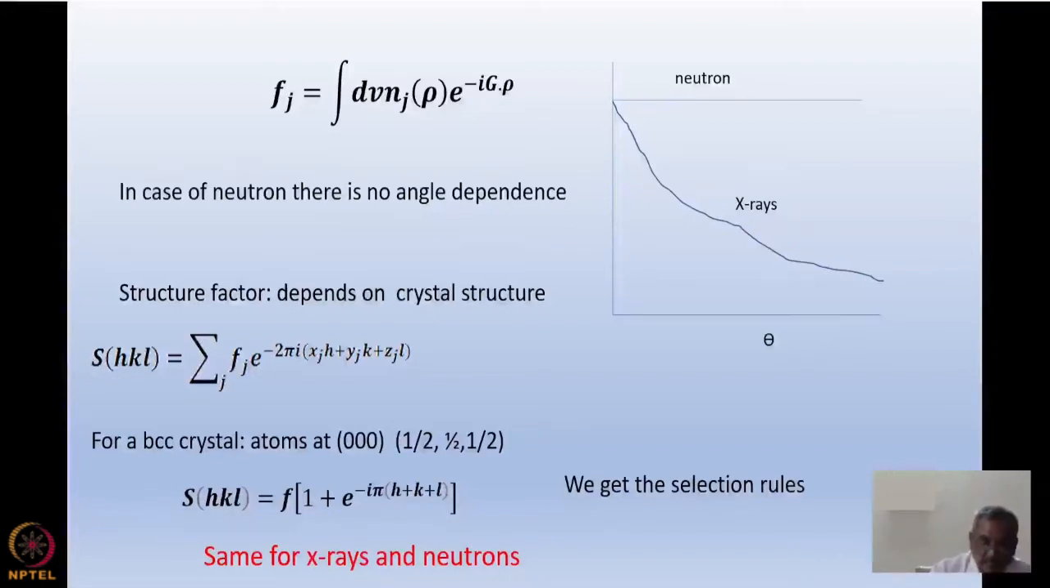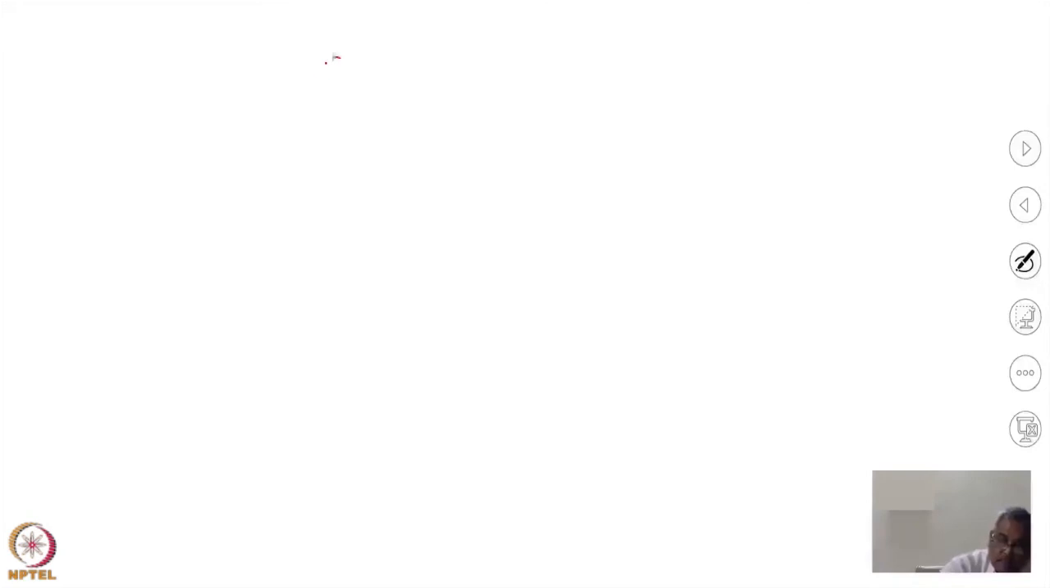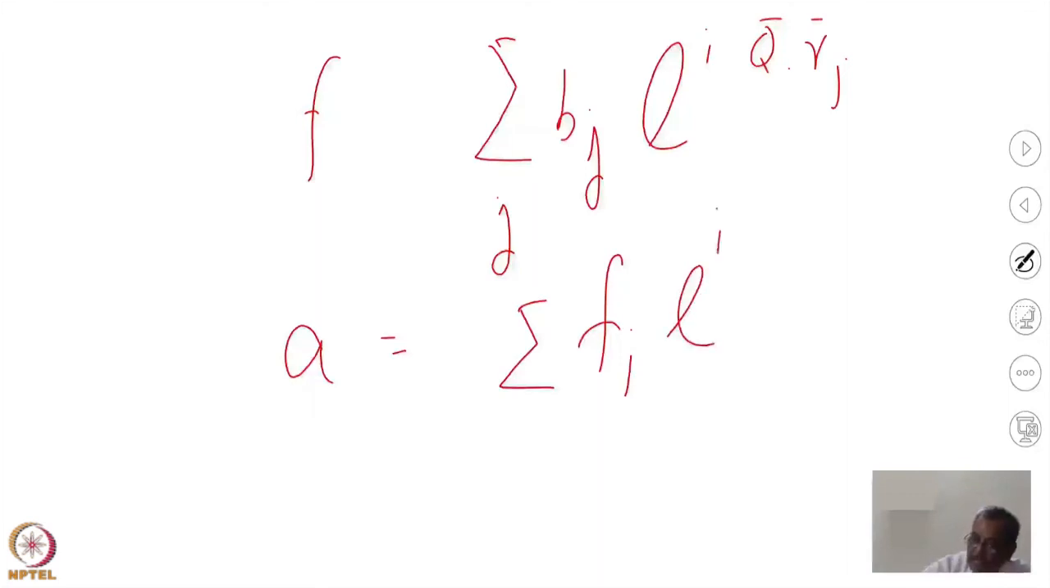Now you see, in the expression for scattering amplitude I wrote earlier, if you remember, the scattering amplitude in case of neutrons was the sum over j of b_j e to the power i Q dot r_j. This becomes G when I come to a crystal lattice. Otherwise Q remains Q, because I will also discuss with you when Q is not equal to G in case of liquid and amorphous systems, but that's later. So this Q is G. And now what I have in case of scattering amplitude for x-rays is f_j e to the power i Q, or G, dot r_j. You see, they are the same.